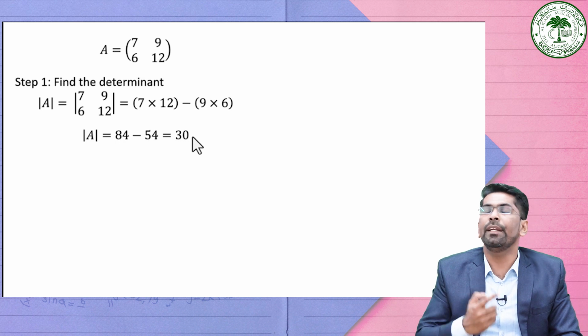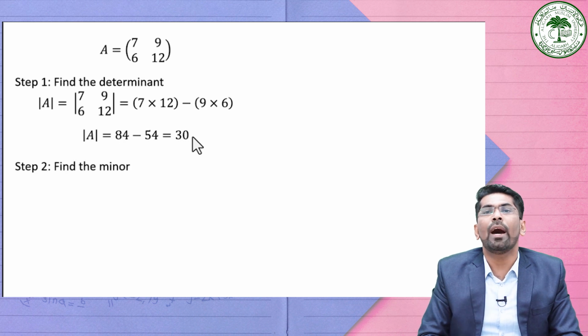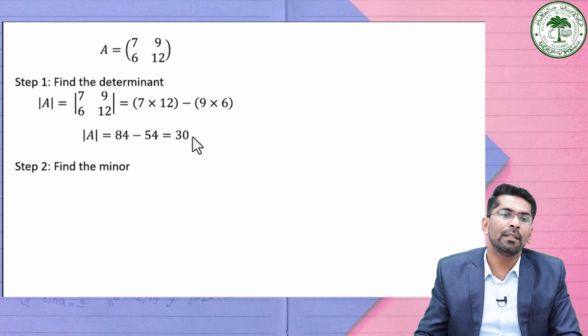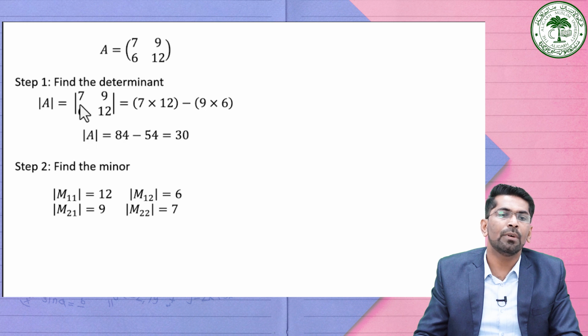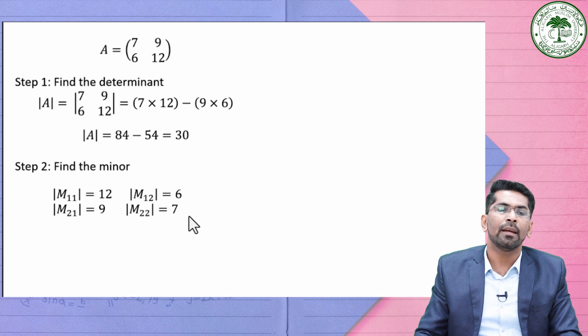After finding the determinant value, the next step is to find the minors. What are the minors here? The minor of the first element, that is 7, by crossing the first row and the first column, what is remaining here is 12. Similarly, M12, that is the minor of 9, by crossing the first row and the second column, is equal to 6. Then M21, crossing the first column and the second row, is equal to 9. Then the fourth minor, that is M22, we cross the second row and the second column. Then what is remaining here is 7. So we have the minors 12, 6, 9 and 7.